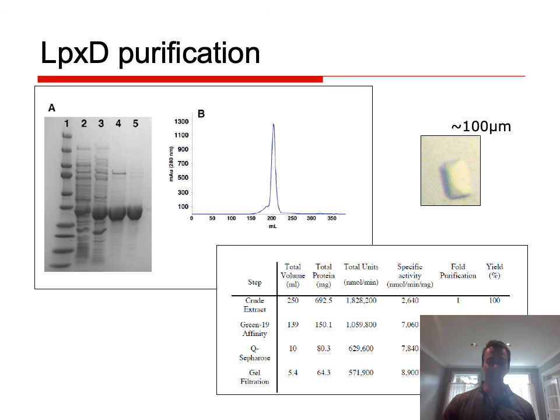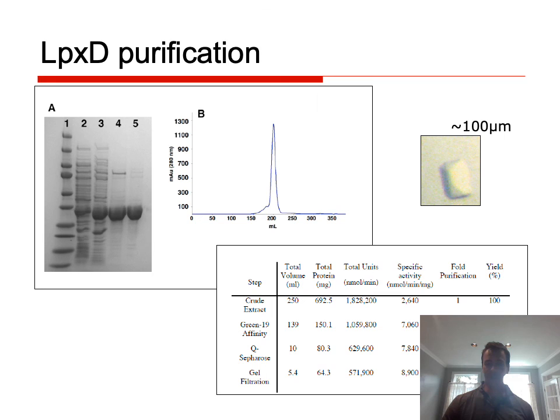So we can get this nice preparation. This is just an SDS-PAGE gel. This is the elution profile over the final column. And then you can get nice crystals out of it, so that's where you get the X-ray crystal structure.